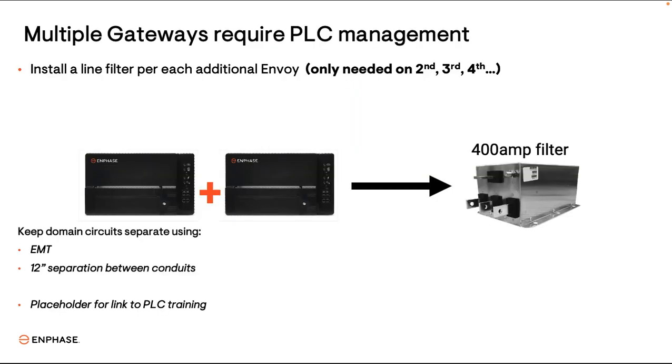Powerline communications with the microinverters is at 110 kHz and directly through the AC circuits. If you're building a larger site with multiple gateways, you'll need to add line filters to prevent interference or crosstalk over the separate domains. For clarity, if your site has only one gateway, a line filter isn't needed. If you had 5 gateways, you'd need 4 line filters in order to keep the PLC communications separate.